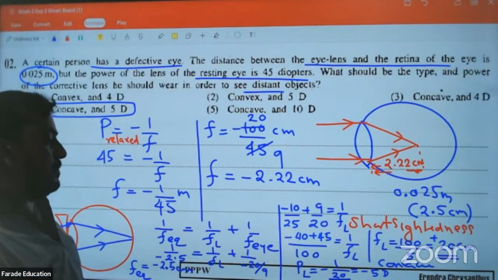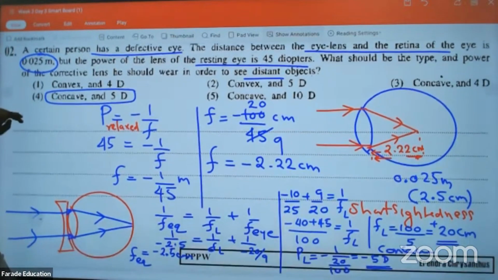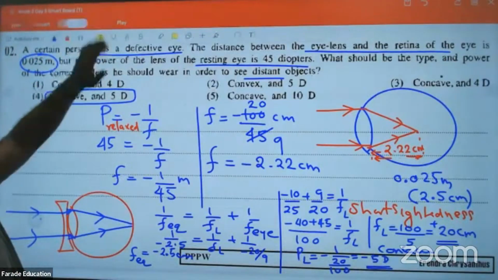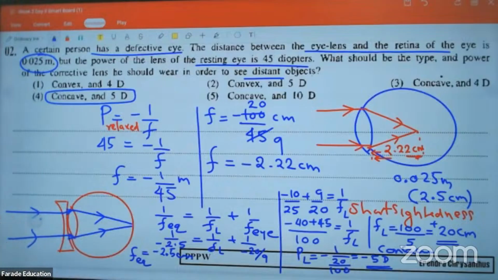That is the small sentence there. Light rays will converge in front of the retina. This means it is a short-sighted eye.